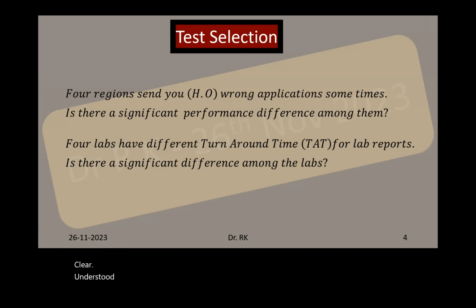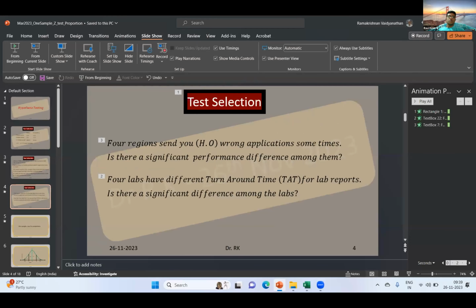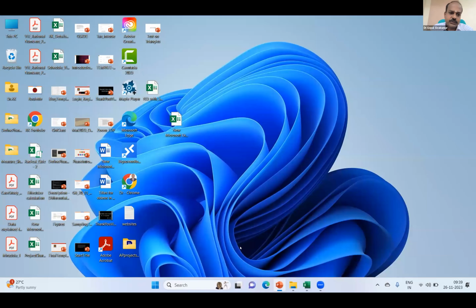Understood? Yes, sir. Please, all of you, please note. First of all, you should understand your Y measure, the response variable. Try to understand whether it is continuous or discrete. If it is continuous, choose one of the tests of average. If it is discrete, choose one of the tests of proportion, maybe 1 proportion, 2 proportion, or chi-square. And that's how you should proceed.